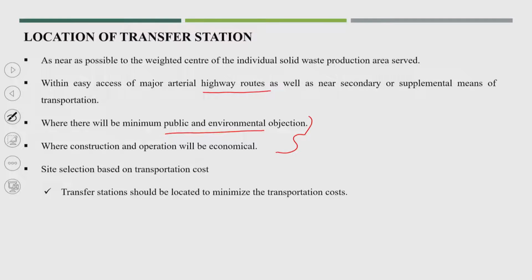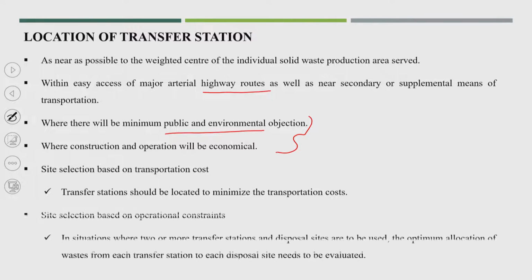Site selection based on the transportation cost is an important one. The transfer station should be located to minimize the transportation cost, and site selection should be based on operational constraints. For example, in a situation where two or more transfer stations and disposal sites are to be used, the optimal allocation of waste from each transfer station to each disposal site needs to be evaluated.